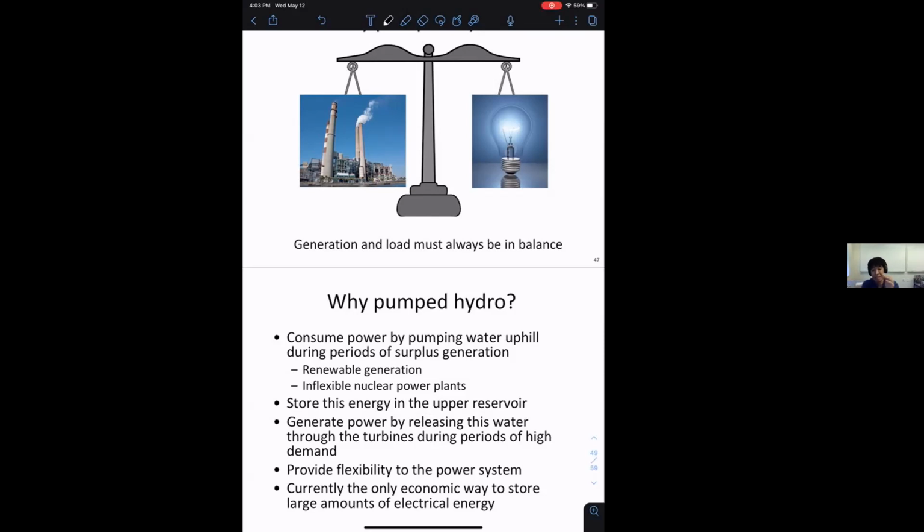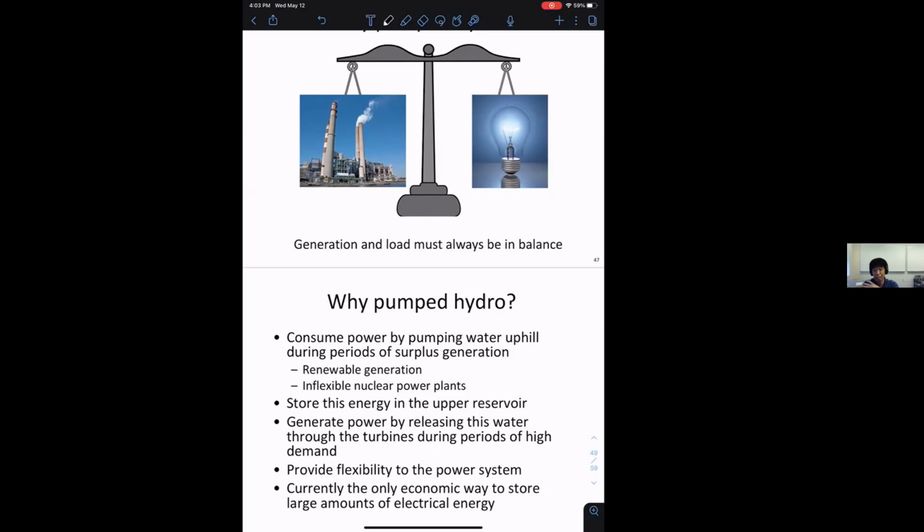So there are some crazy designs, like people moving large blocks of stone and things like that. You see some companies trying to explore this area. Pump hydro works when we have water, but often we don't, and then we need to pump something else.